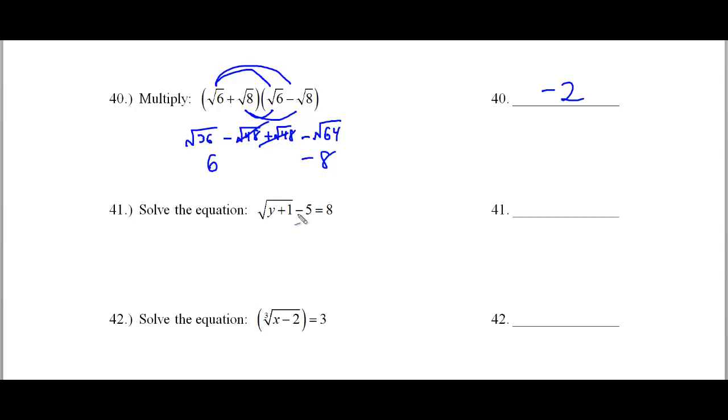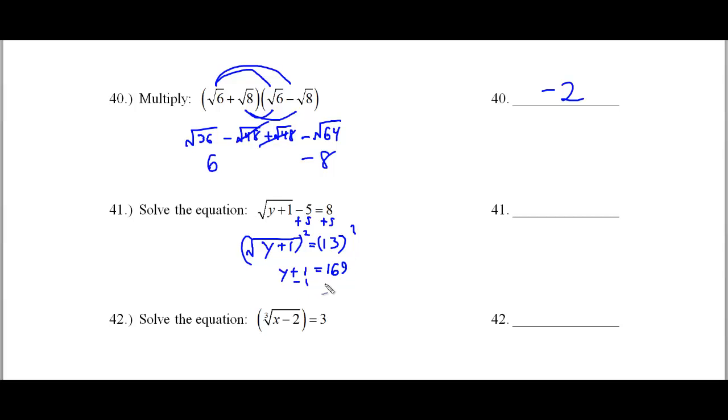Now we're going to solve the equation here. Before I actually take the square of both sides, I make sure to add my 5 to both sides. So I got the square root of y plus 1 is equal to 13. Then what I'm going to do is square both sides. So I'll put my little parentheses around each of these, put a little square there. So I got y plus 1 equals 169. That's 13 times 13.